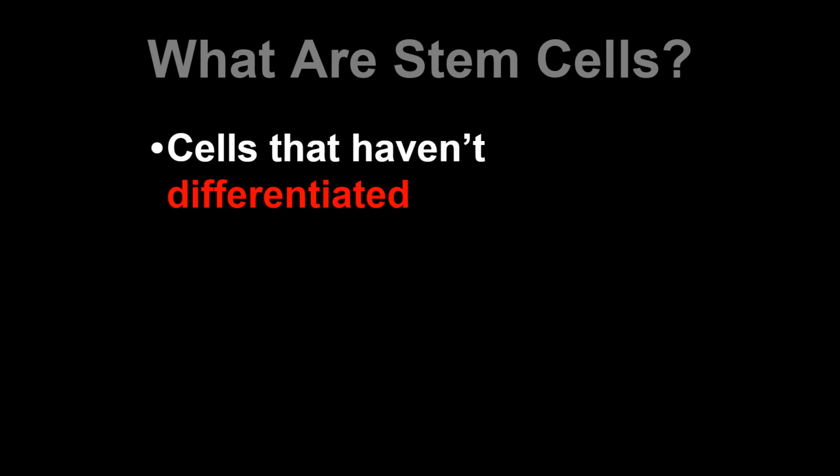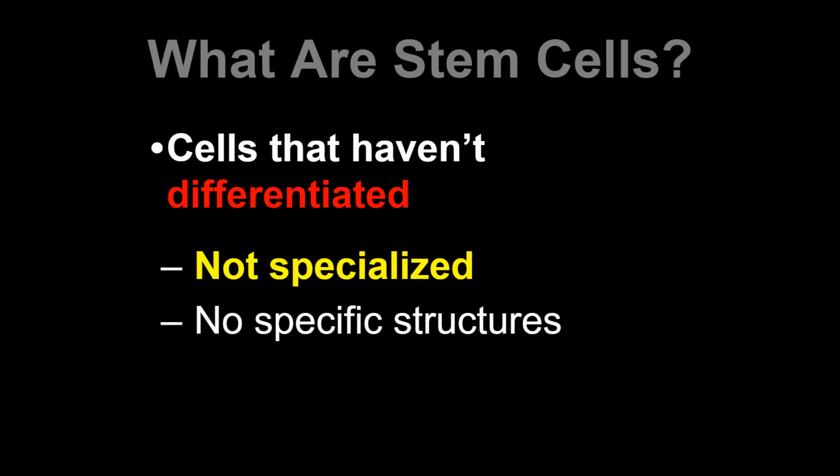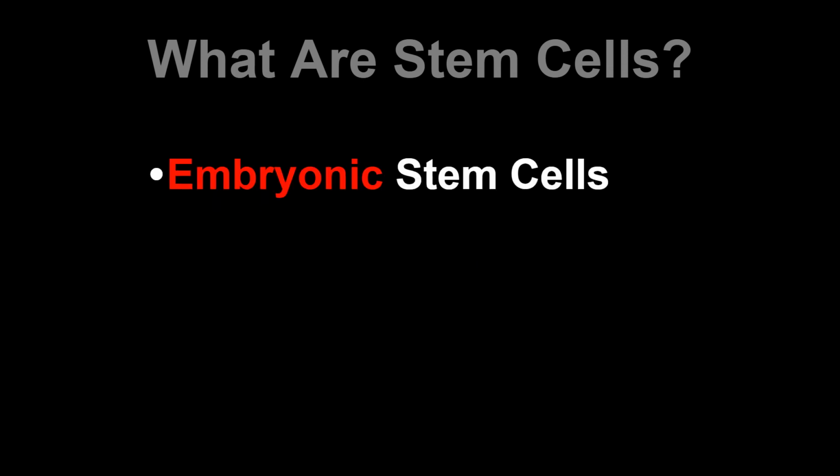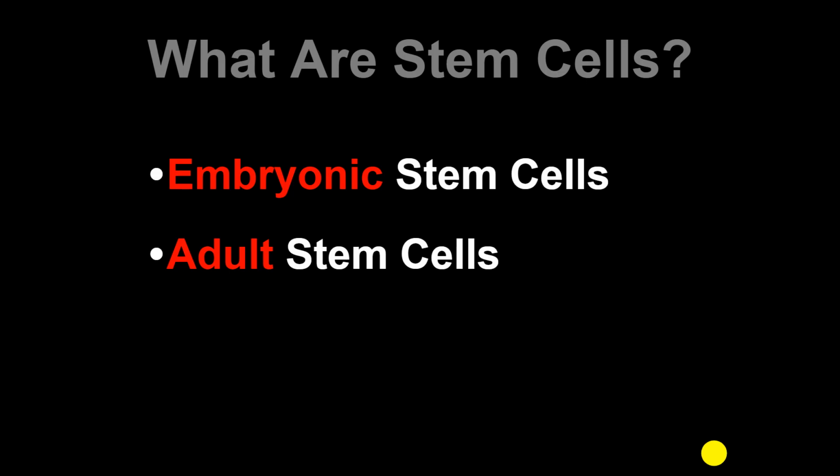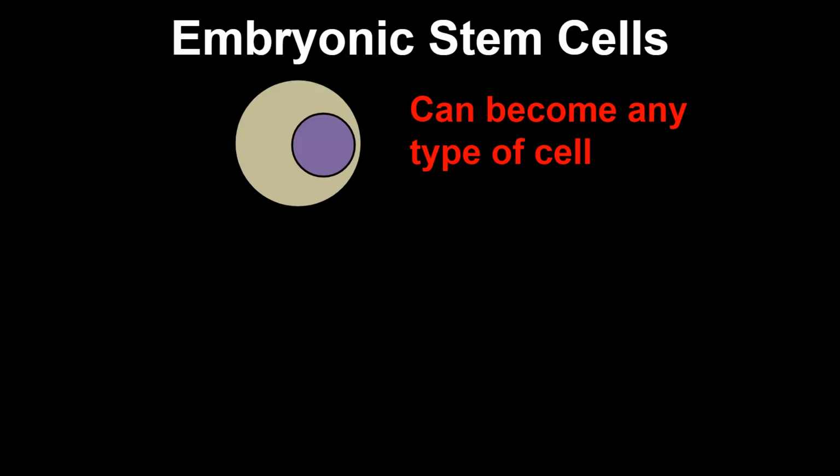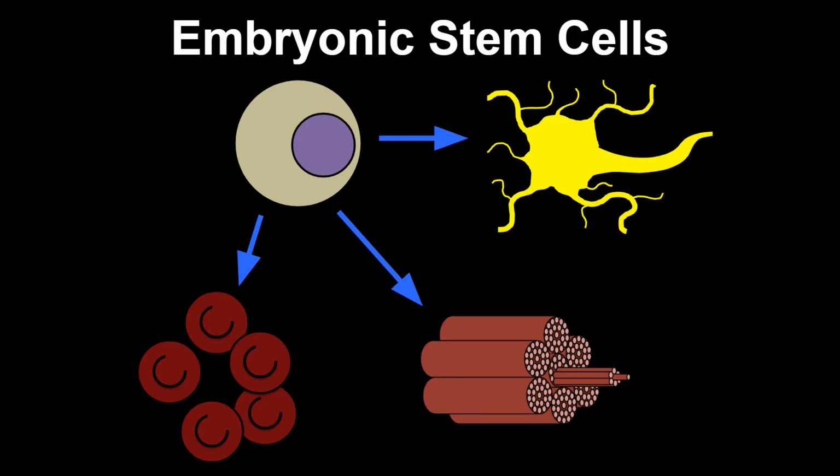Stem cells are cells that haven't differentiated. In other words, they haven't specialized, so they have no specific structures, and you can think of them kind of like blank cells. They come as embryonic or adult stem cells. Embryonic are unique because they can become any type of cell. They have the ability to turn on and off any genes, and they also can build organs and things like that. So an embryonic stem cell could become any of these types of cells.